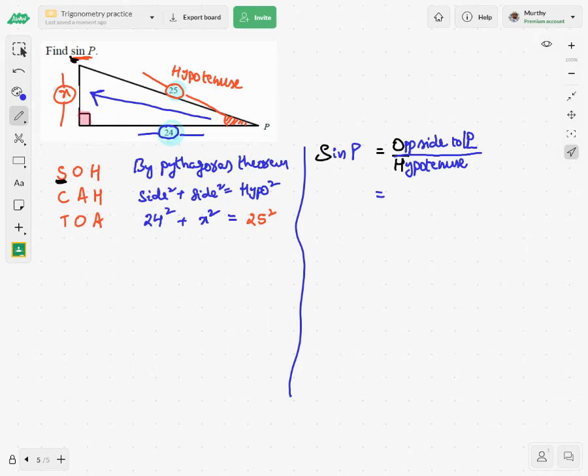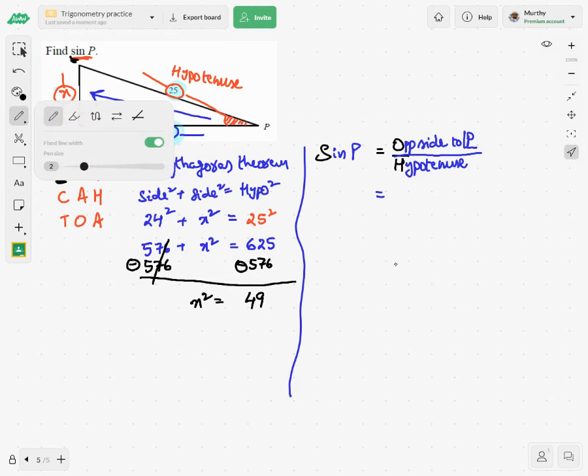What is 24 square? Let me grab my calculator. 24 square equals 576. So this is giving me 576 plus x square equals 25 square. I know the answer as 625, I just did not use my calculator. Right. So here, you know how to isolate the value of x. Therefore, 576 is to be subtracted on both sides. When you subtract, then you get x square equals 49. Yes, it is 49.